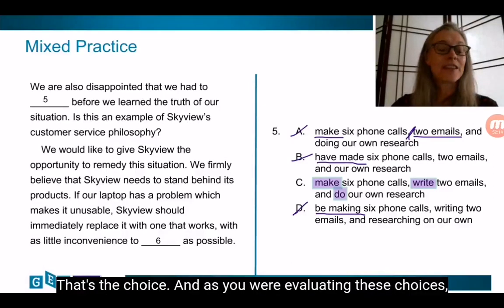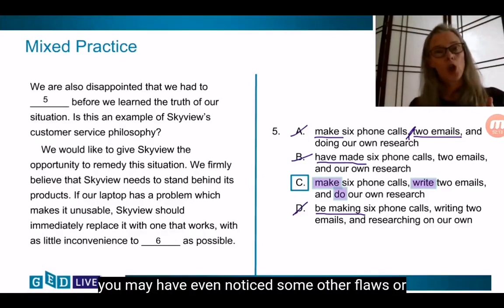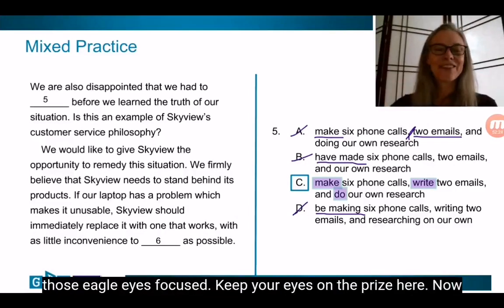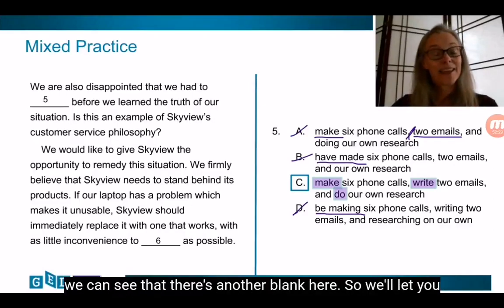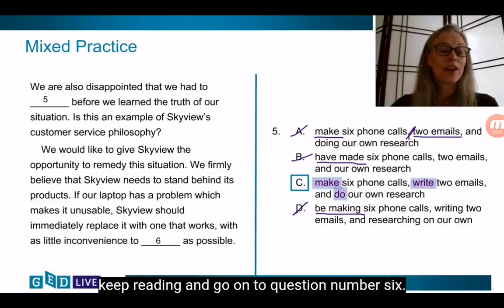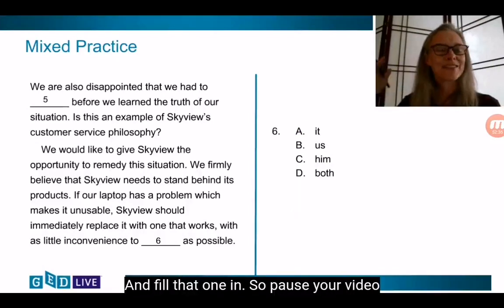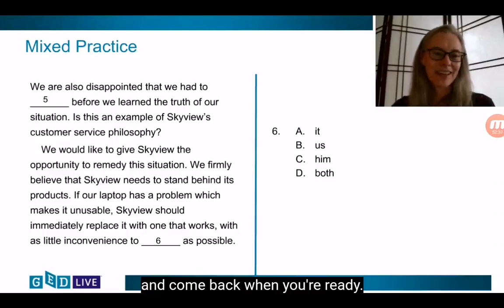Excellent. That's the choice. And as you were evaluating these choices, you may have even noticed some other flaws or problems that I didn't discuss. And if so, good work. So keep those eagle eyes focused. Keep your eyes on the prize here. Now we can see that there's another blank here, so we'll let you keep reading and go on to question number 6 and fill that one in. So pause your video and come back when you're ready.